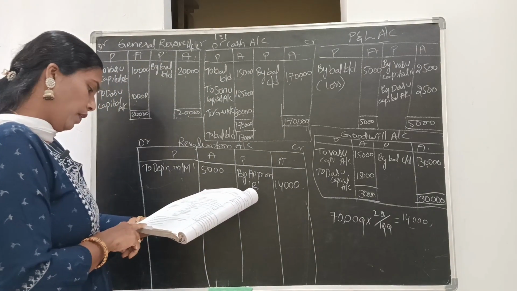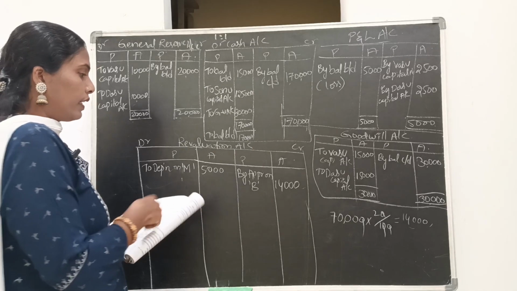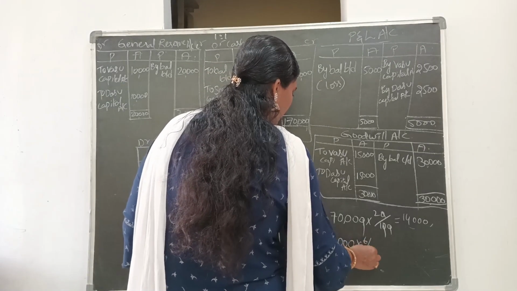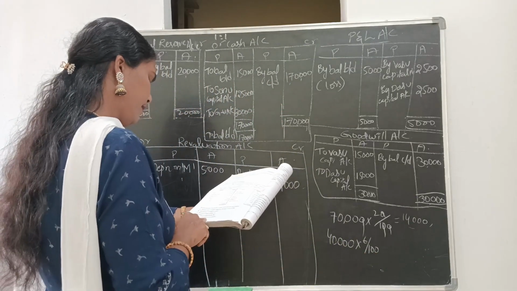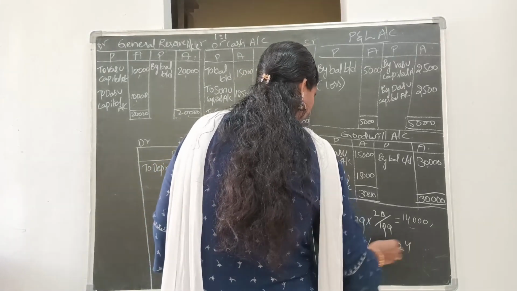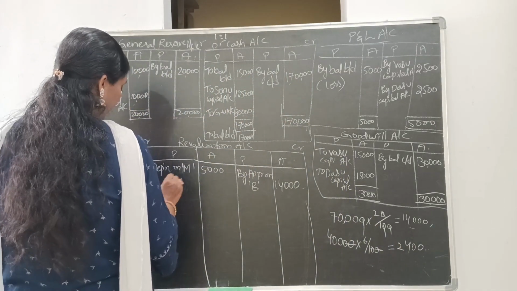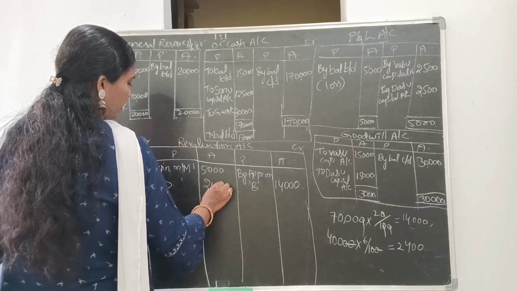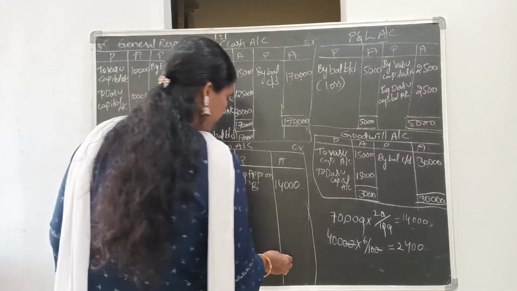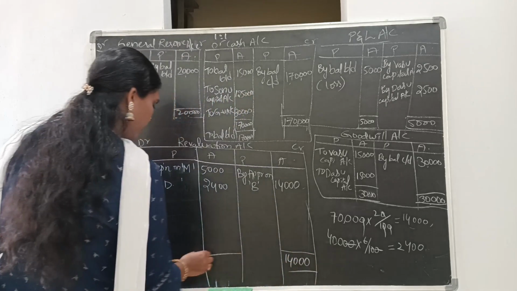Next, provide for bad debts 6% on debtors. Debtors value is 40,000. So 6% on 40,000 we are providing for bad debts. Zeros cancel, 24, with the 2 zeros, 2,400 is the bad debts. So only 3 adjustments are there. So now make a total of this. The highest amount 14,000 will be posted on both sides.